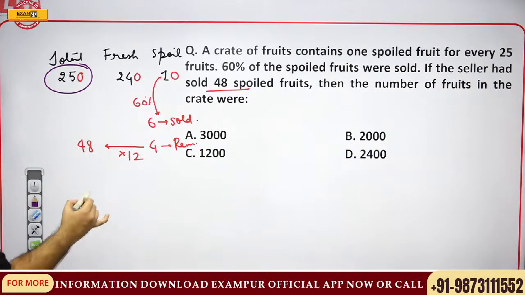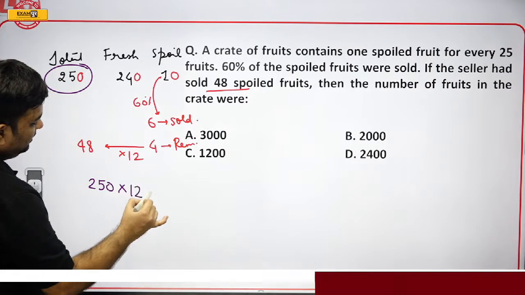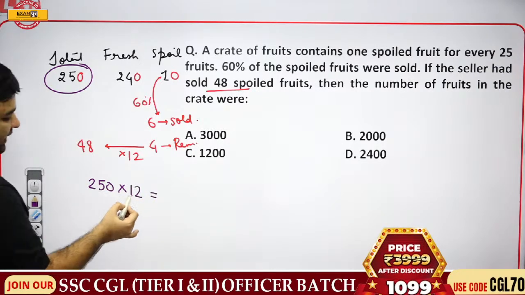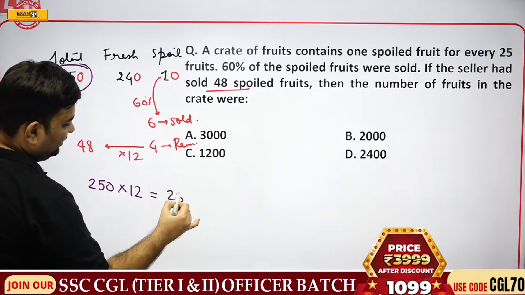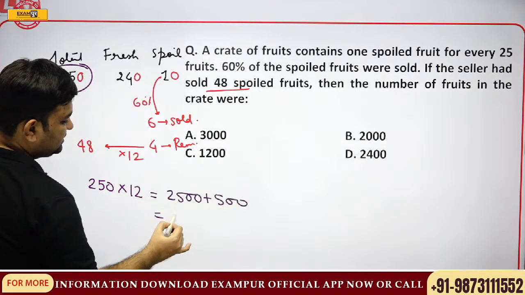So total number of fruits are 250 into 12. 250 into 10 is 2500 and 250 into 2 is 500, 3000.